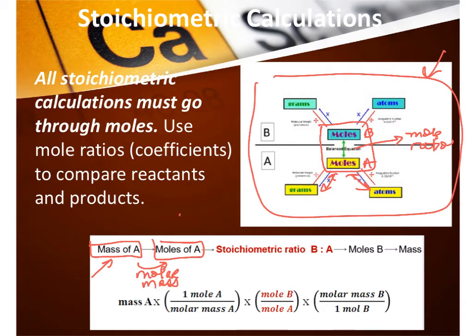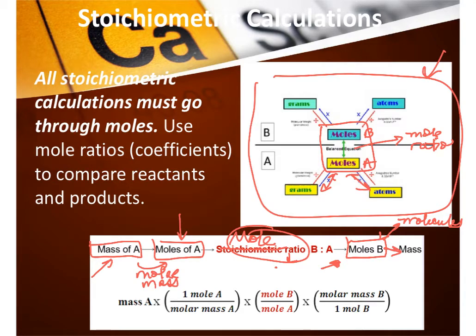Once you're in moles of that substance, you can use mole ratios to get to moles of a different substance, whichever one you want in that chemical reaction. Remember, to do that you use mole ratios as your conversion factor. Then, once you're in the moles of the substance you're interested in, we know how to go back and forth between molecules or atoms using Avogadro's number, or mass.